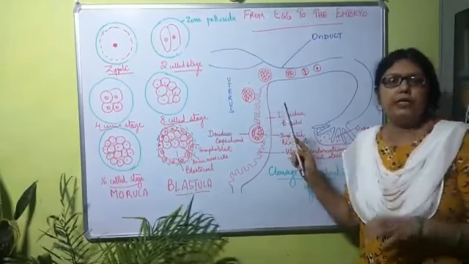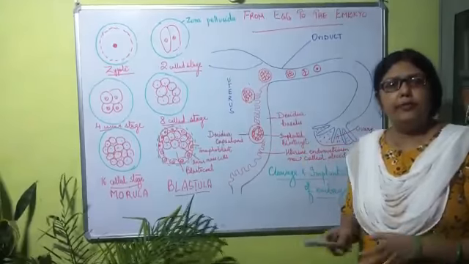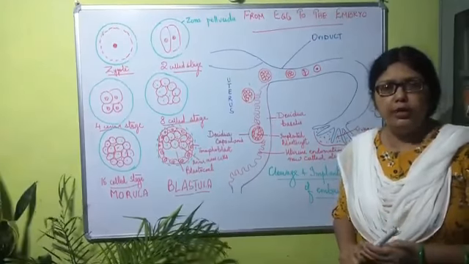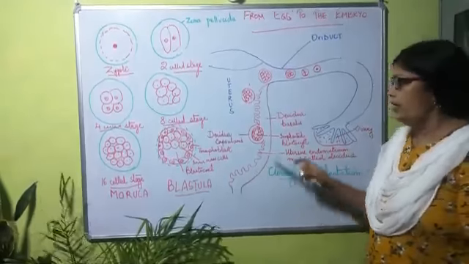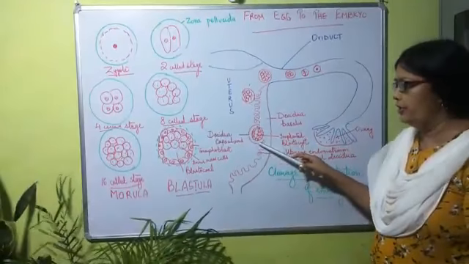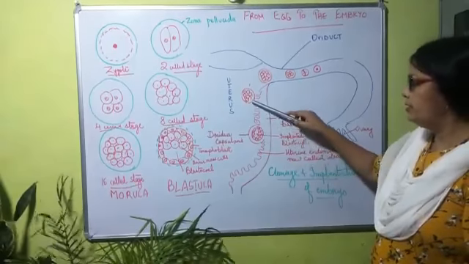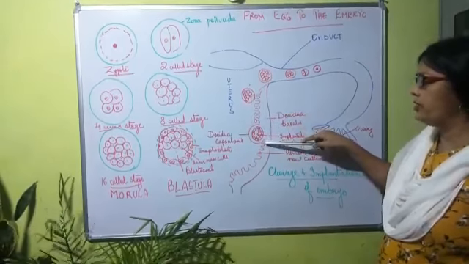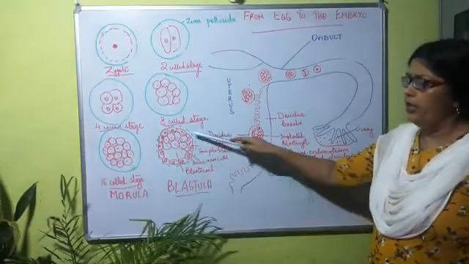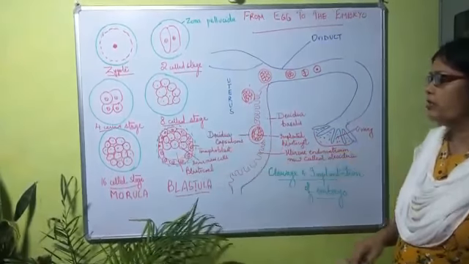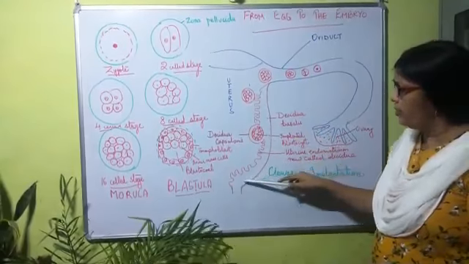or fixed in the endometrial lining, and this implantation is aided by a hormone called human chorionic gonadotropin hormone. Then what happens? By the time it gets fixed, it is converted into blastula, and blastula, as I've already explained, consists of a blastocoel or a cavity, and this is the endometrial lining.